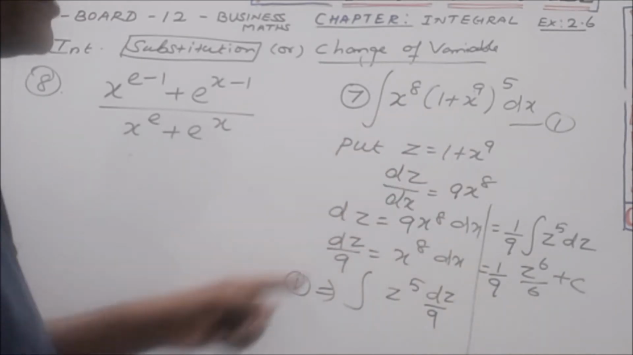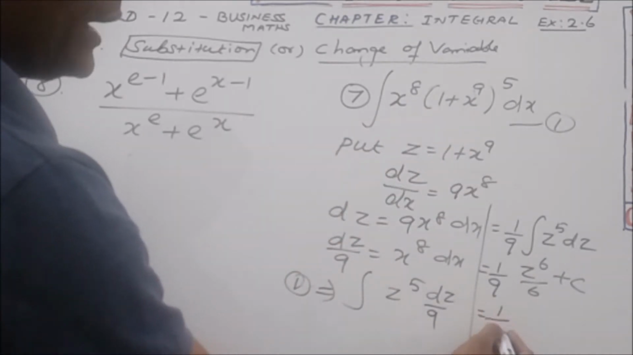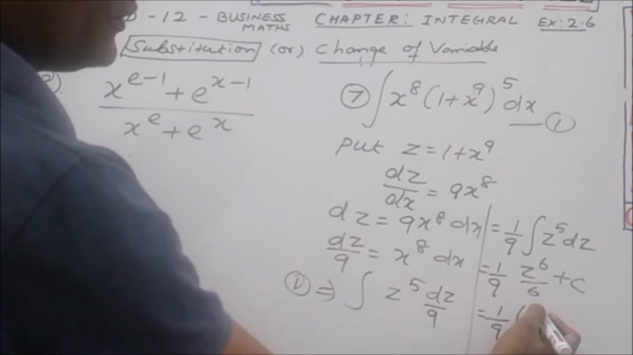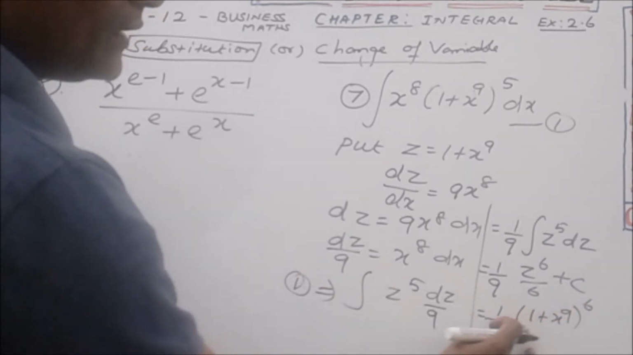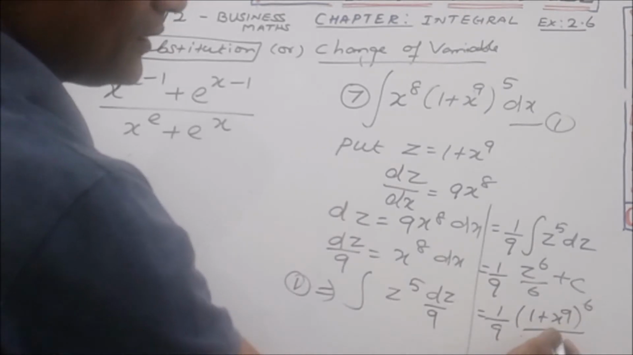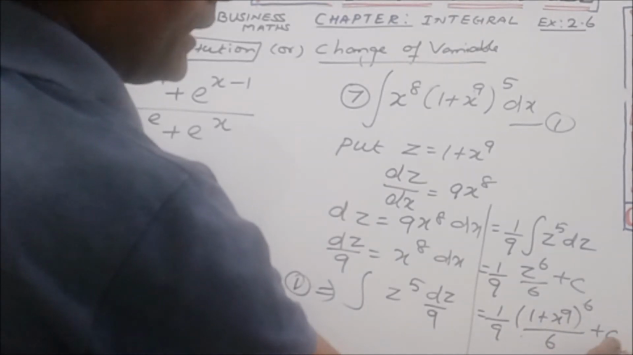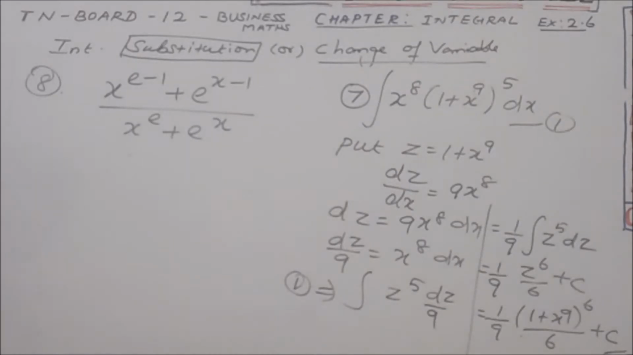Now integrating, we have 1 by 9 into z power 6 by 6 plus c. Substitute z equal to 1 plus x power 9: 1 by 9 into 1 plus x power 9 whole power 6 divided by 6 plus c will be the answer. It's a very simple thing.